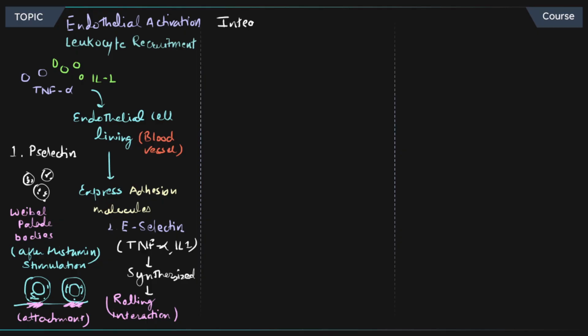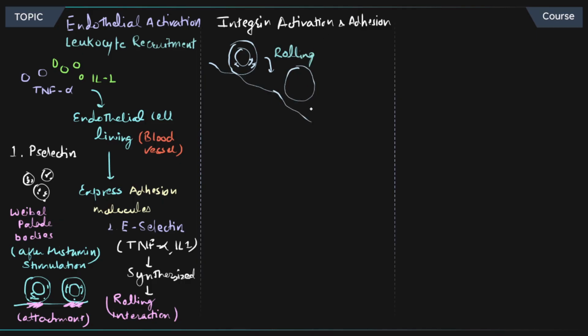Now let's move on to the next one, which is integrin activation and adhesion. Integrins are really important proteins that play an essential role in attachment. How that happens, as I told you earlier, is through the rolling of those cells, neutrophils or leukocytes, and then through that rolling there is activation. Chemokines are going to get released, chemokines which are present on this particular wall.